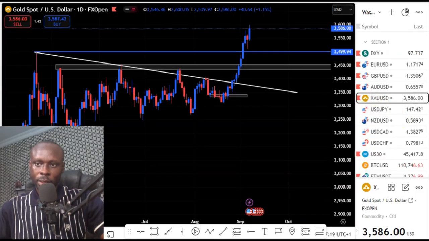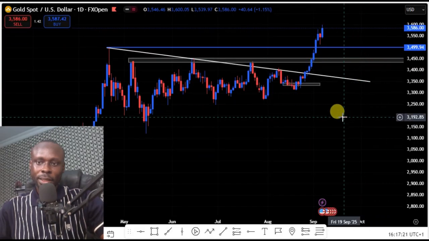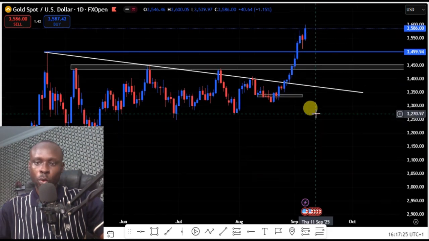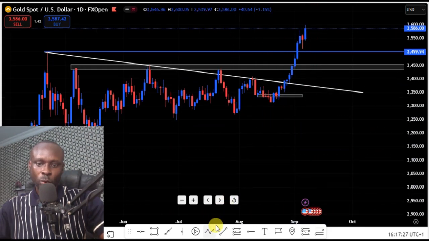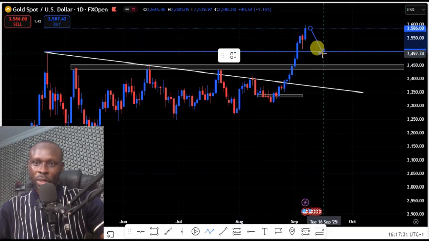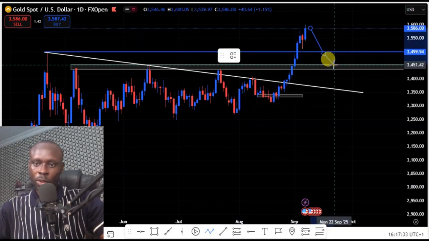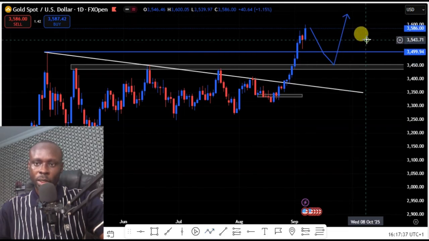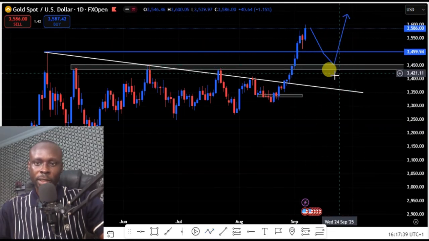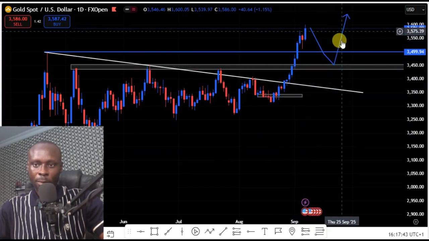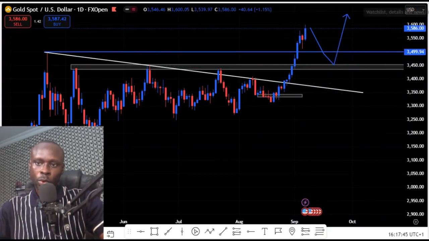Gold USD. Gold USD on my daily chart still remains bullish. So we still expect more bullish move for the Gold USD, but we expect price to do a retest. We have a resistance at this weekly resistance. We expect price to retest this level or this level to look for a possible buying opportunity for the Gold USD this week. So we don't have much analysis on Gold USD, but our scenario still remains a retest and buying continuation for the Gold USD.